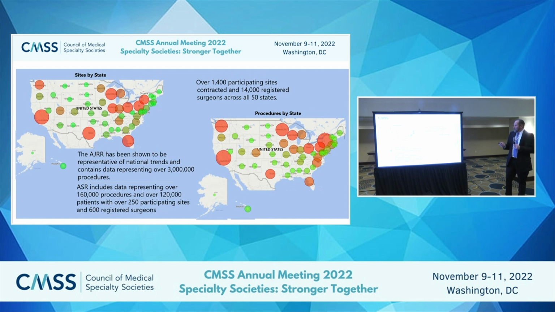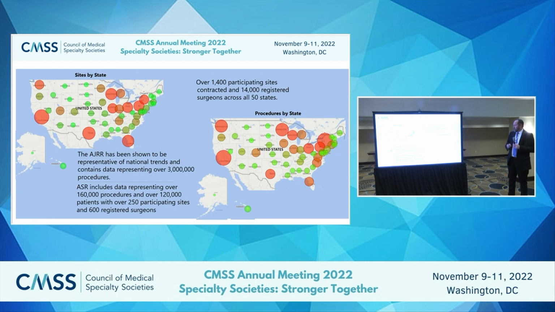Here you're looking at a visualization of the participation in our registries. On the top left here, you can see the number of sites by state. And here you see the number of procedures. The AJRR is really the grandparent registry. It is by far the largest in terms of participation as well as volume. But the American Spine Registry is really nipping at the heels. That's been our most successful launch. We've had a lot of uptake.